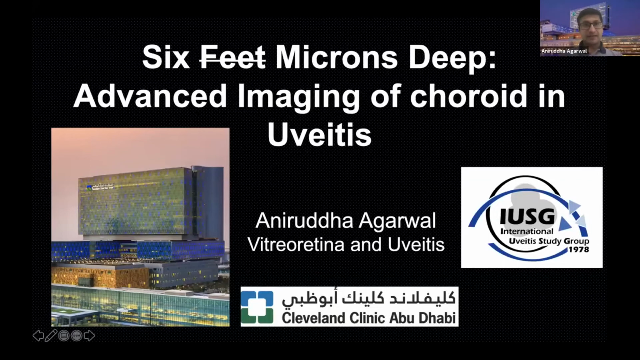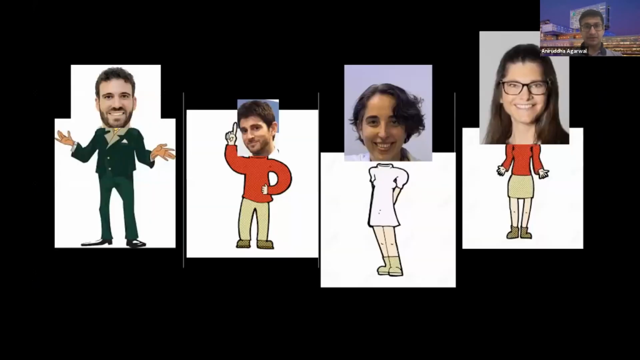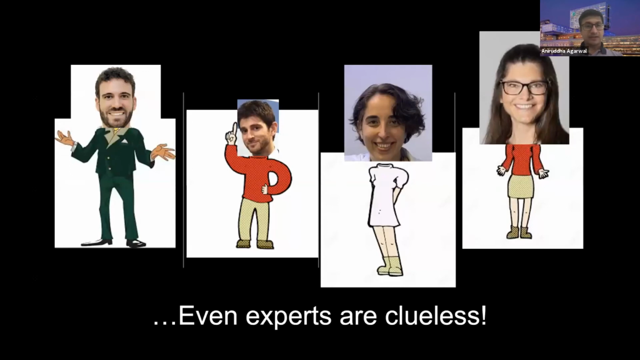So I will be presenting on advanced imaging of the choroid in uveitis, and we're not really going 6 feet deep, but we are going 6 microns deep into the choroid here. Now, imaging of the choroid is not so easy, and we've heard in the previous talks, we often have to use indocyanine green angiography as well as OCTA. And often we realize that even the experts, they have no clue.